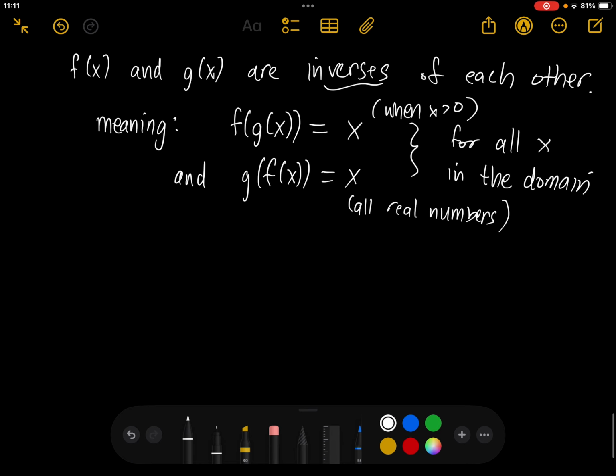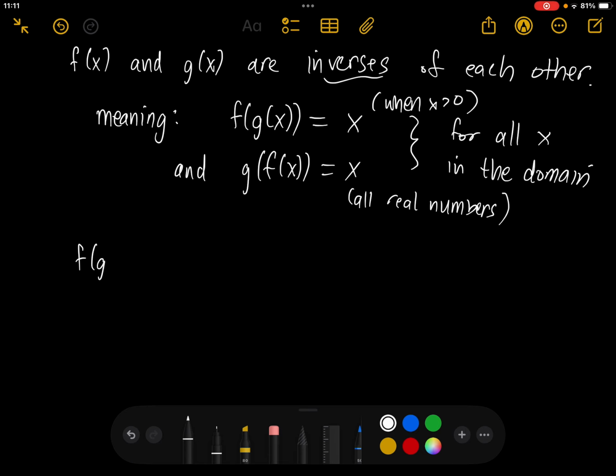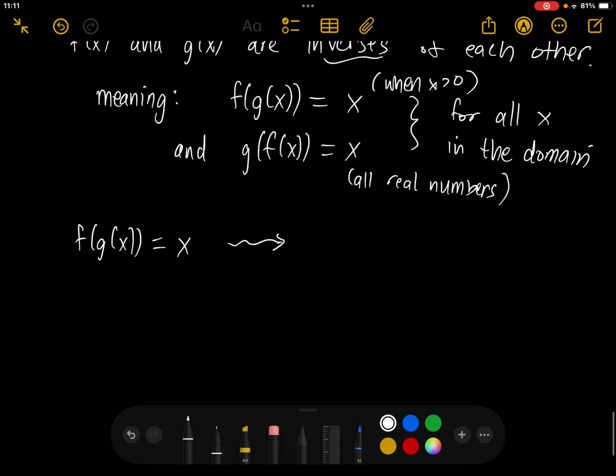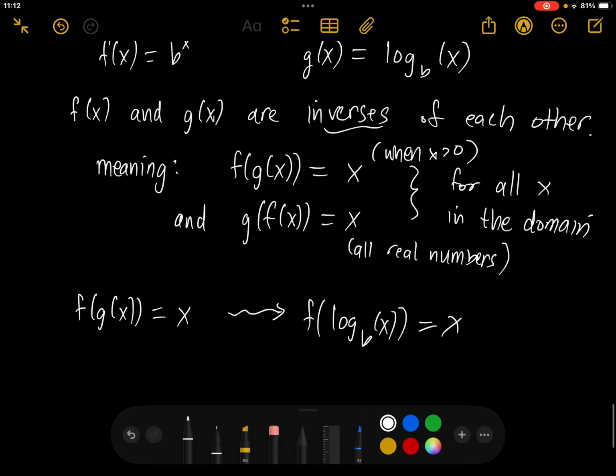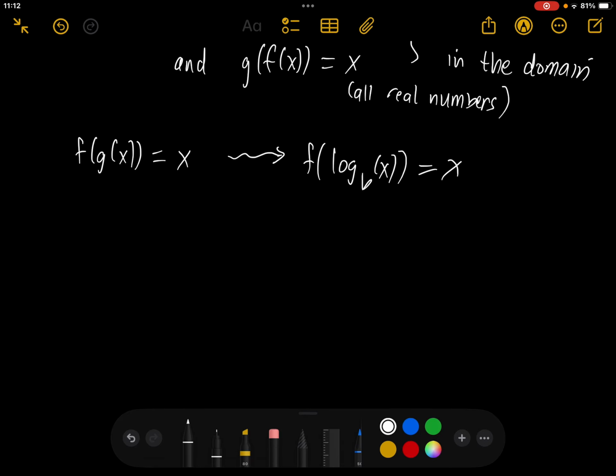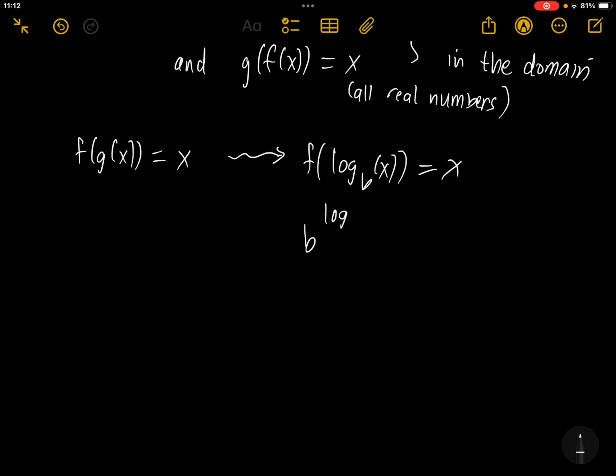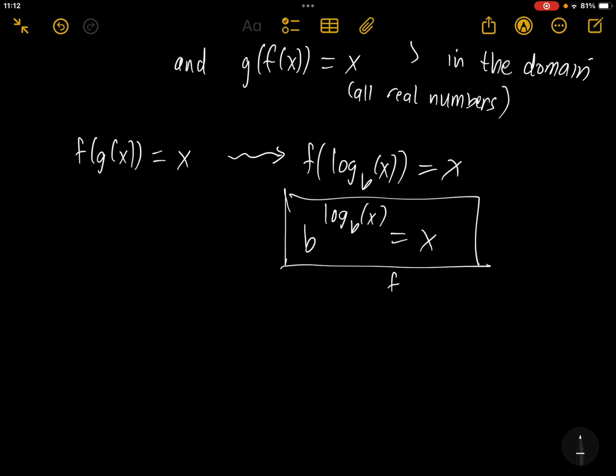Well, what do you get when you write it out? f of g of x equals x means, well, g of x is log sub b of x, so this is saying that f of log sub b of x is equal to x. f was b to the x. So this means that b to the log sub b of x power is equal to x. Let's put that in the box. So this is for all positive numbers x.